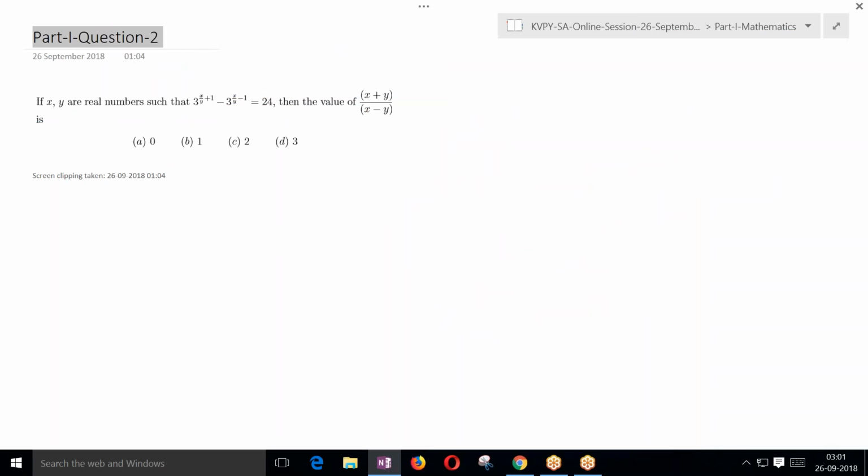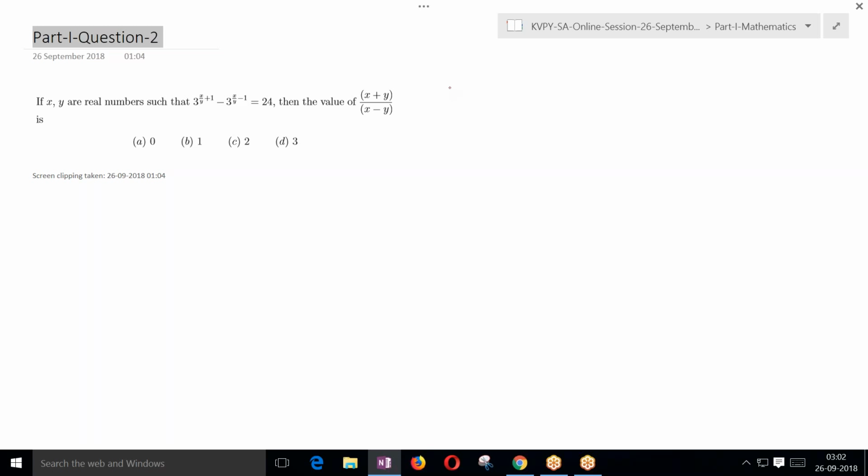In the second question, it is given that if x, y are real numbers such that 3 power x by y plus 1 minus 3 power x by y minus 1 is equal to 24, then what is the value of x plus y by x minus y? Okay, so this needs a kind of algebraic simplification.